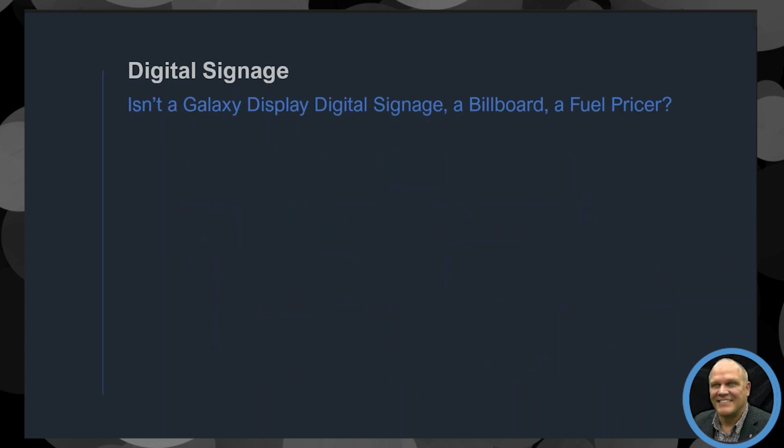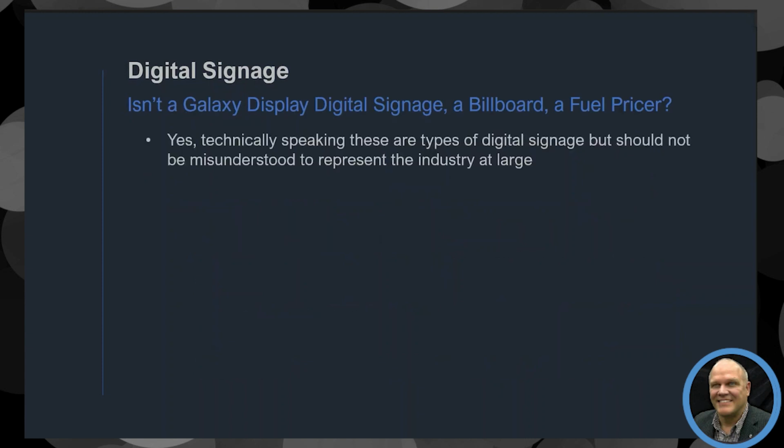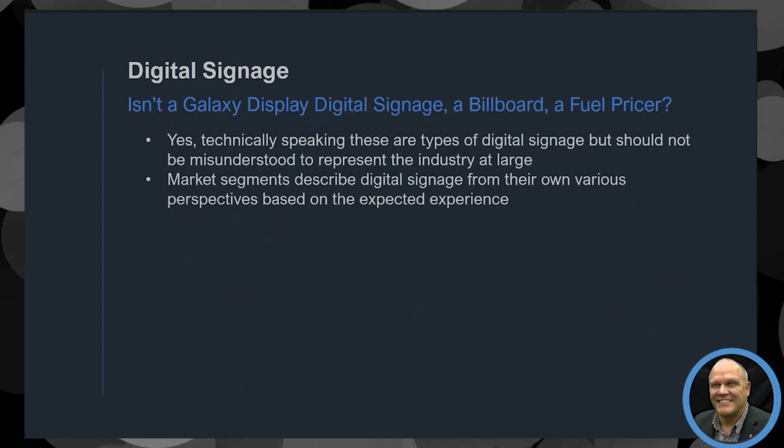Some people ask, isn't a Galaxy display digital signage? What about billboards or fuel pricers? And of course the answer is yes. Technically speaking, these are types of digital signage. But let's not misunderstand those to represent the industry at large. Different market segments describe digital signage from their own various perspectives based on the expected experience. So it's really the experience that defines the difference between the systems.